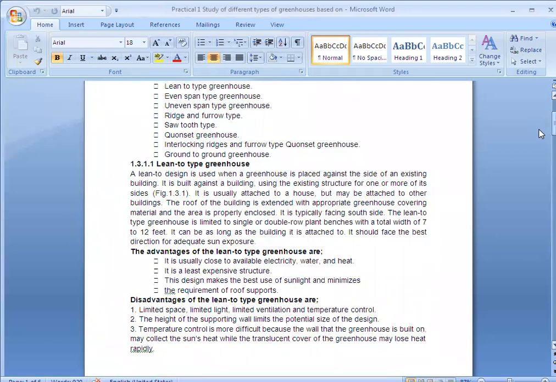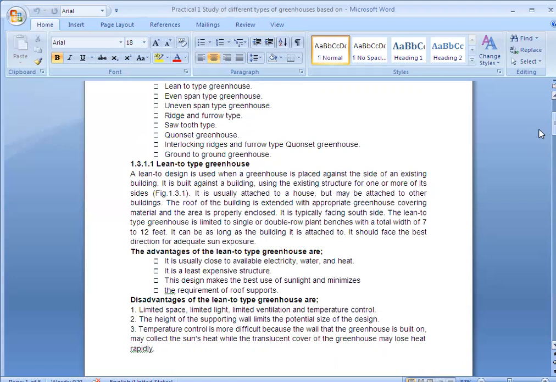In this greenhouse, a lean-to design is used when a greenhouse is placed against the side of an existing building. It is built against a building using the existing structure for one or more of its sides. It is usually attached to a house but may be attached to other buildings. The roof of the building is extended with the appropriate greenhouse covering material and the area is properly enclosed. It is typically facing south side.